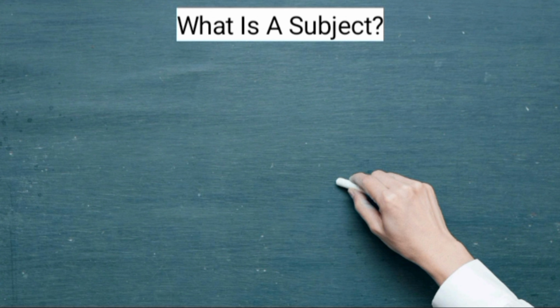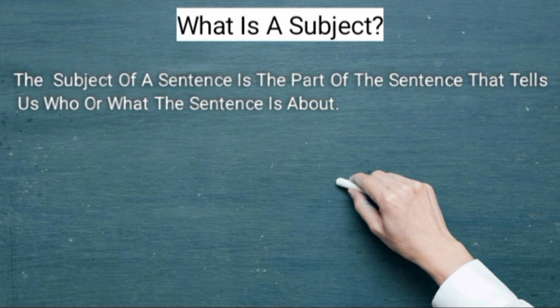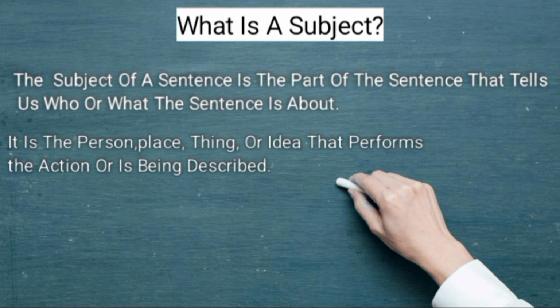What is a subject? The subject of a sentence is the part of the sentence that tells us who or what the sentence is about. It is the person, place, thing, or idea that performs the action or is being described.